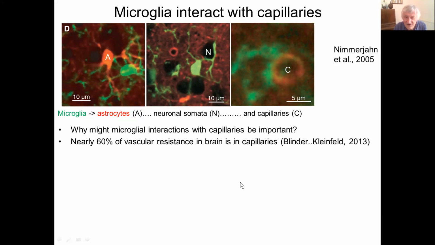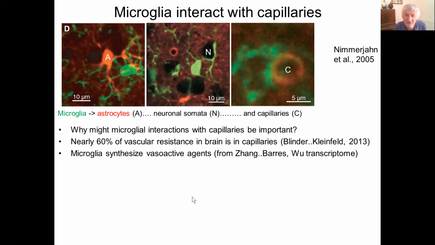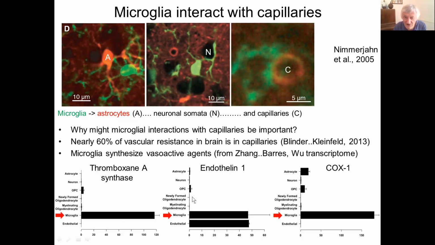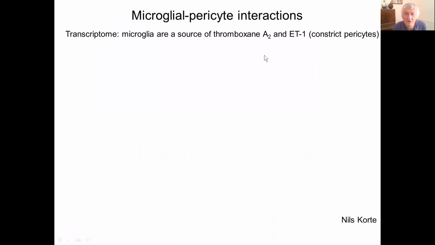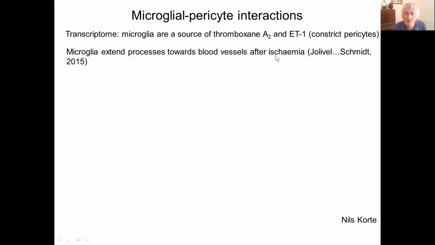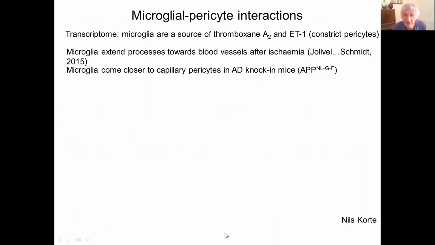Well, as I've shown you, nearly 60% of the vascular resistance in the brain is in capillaries. And secondly, microglia synthesize vasoactive agents. And if you look at transcriptome data, they are the one place in the brain which synthesizes thromboxane A2. They also generate endothelin-1, which is a powerful vasoconstrictor. And in pathology, they can also generate cyclooxygenase derivatives like prostaglandins. So they generate all of those things. And it's known that after ischemia, microglia extend processes towards blood vessels. So we wondered whether the same thing happens in Alzheimer's disease.